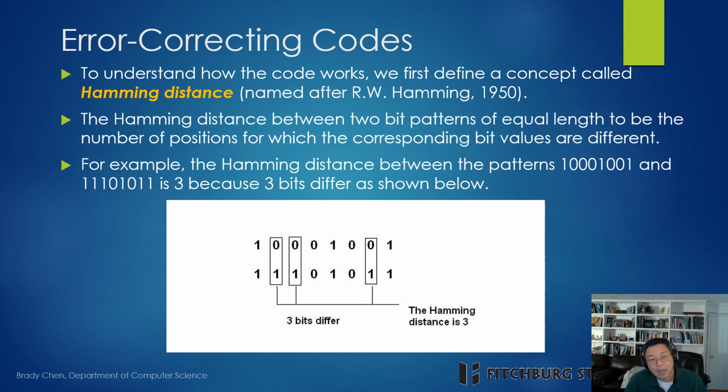To understand how the error correcting code works, we first define a concept called the Hamming distance. Hamming is an engineer. The Hamming distance is defined between two bit patterns of equal length. You have to define the Hamming distance between two bit patterns of equal length.